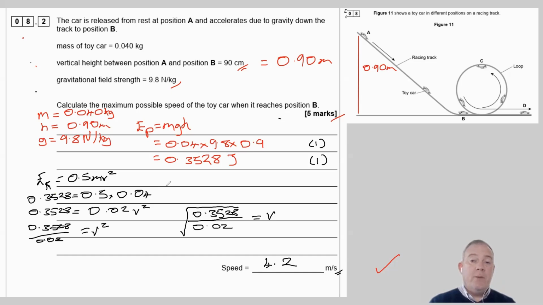Hopefully that helps. But let's just look at the mark scheme. We're going to get a mark for using the equation here. So that's another mark here. Using this equation, we're going to get another mark for that rearrangement, and we're going to get a mark for the answer. That's our 5 marks there.